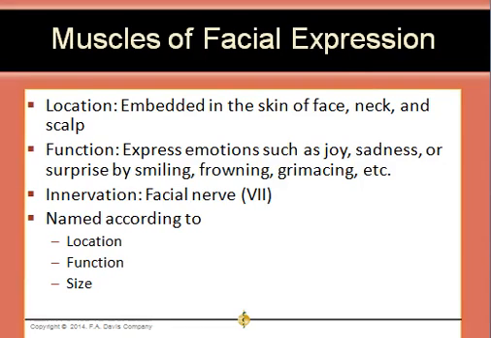The muscles of facial expression are embedded in the skin of the face, the neck, and the scalp. They express emotions such as joy, sadness, or surprise by smiling, frowning, grimacing, etc. The muscles of facial expression are innervated by the facial nerve, cranial nerve 7. These muscles are named according to their location, their function, and their size.